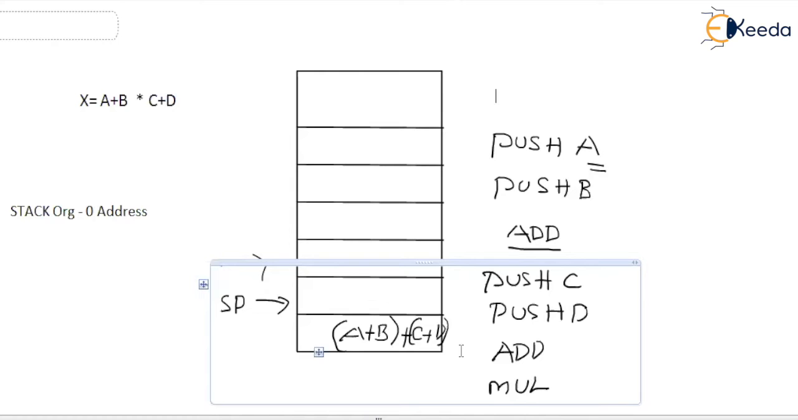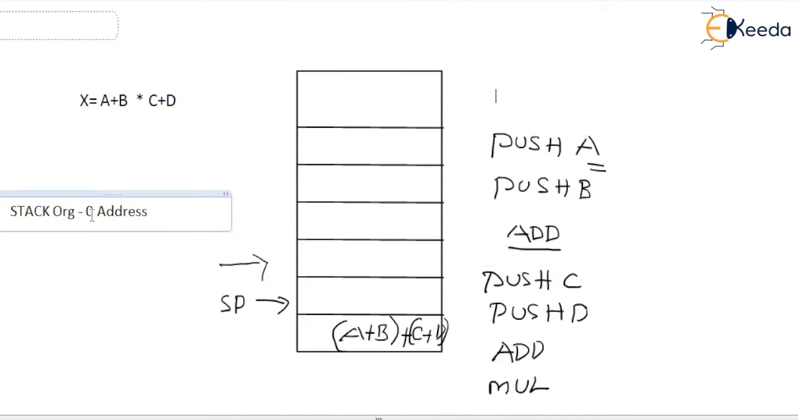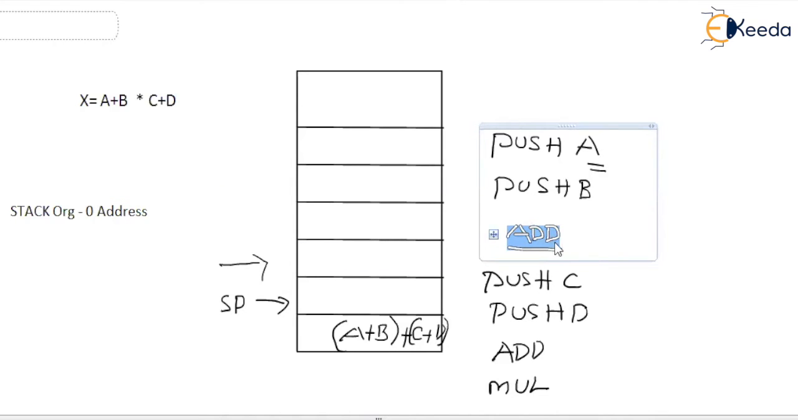Okay, then finally when we perform MUL, what will happen? The top two elements of the stack will get added, and then they will get stored one location beneath the top of the stack. This is how zero address instructions are going to work. Why are these instructions called zero address instructions? That is purely because when you perform any operation, it is not supported by any address here.